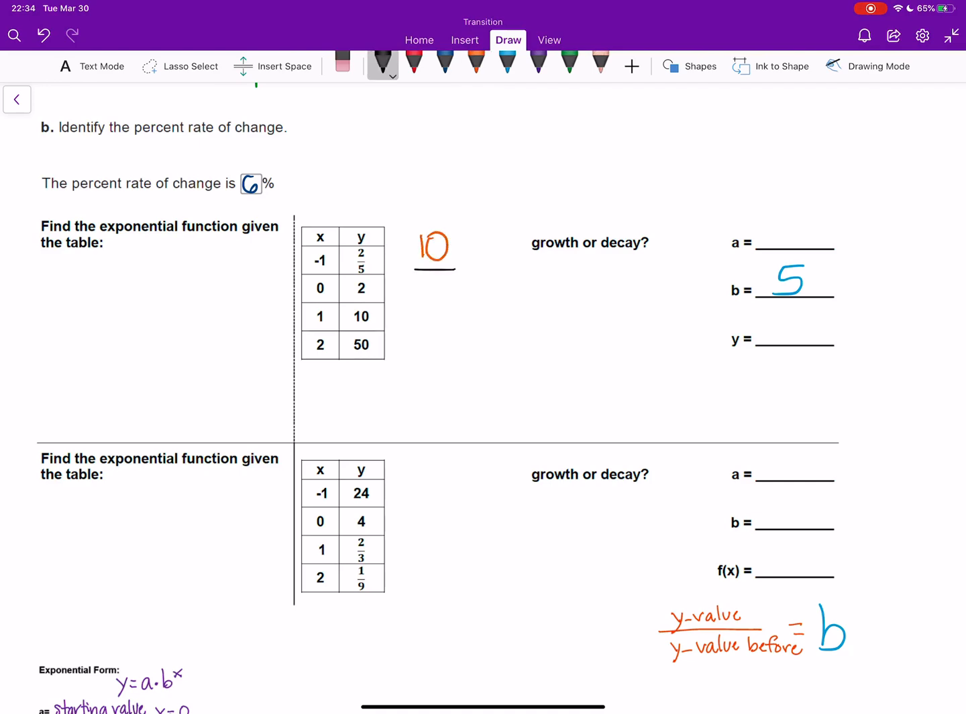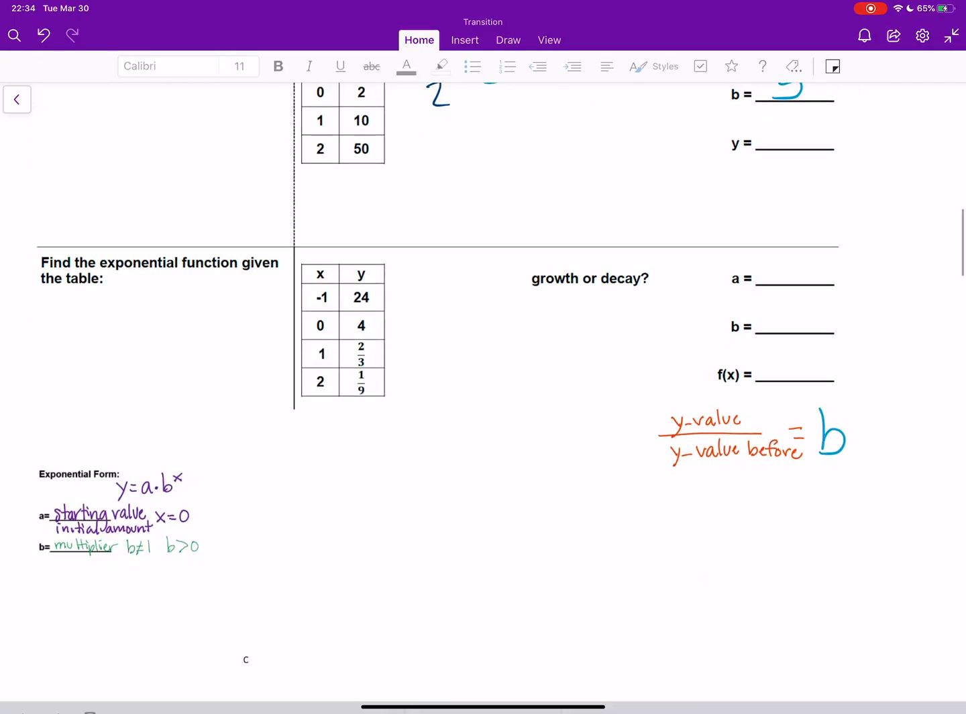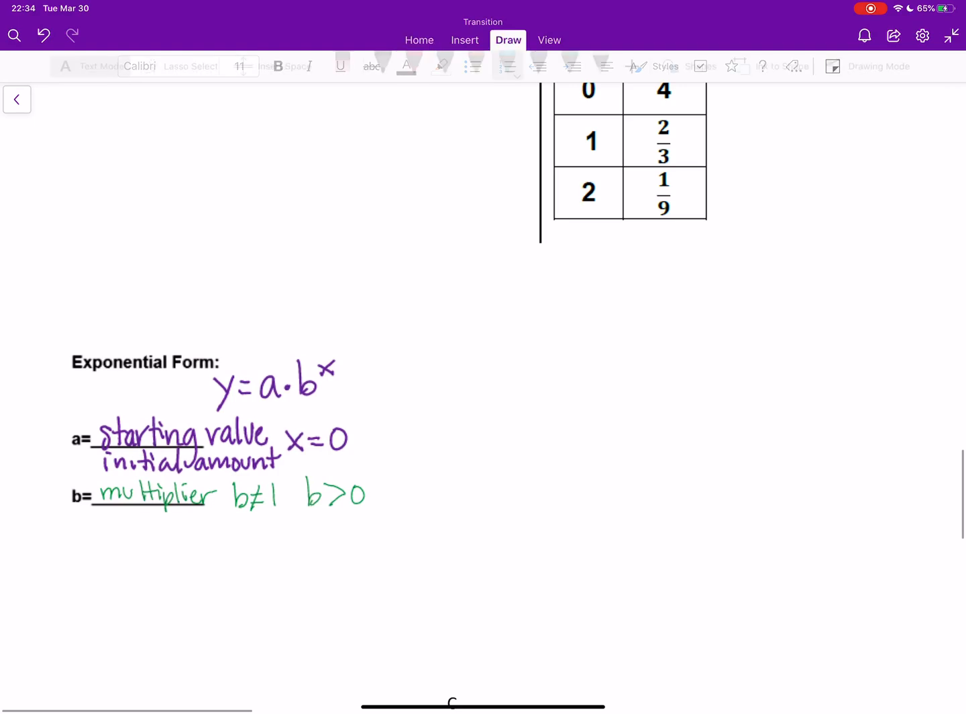Okay, so now that we have our multiplier, the last thing we need to find is our a value. I'm going to run down here. Note that right here we noted that the a value is the starting value, or the starting amount, which is where x equals 0, because it's the y-intercept.